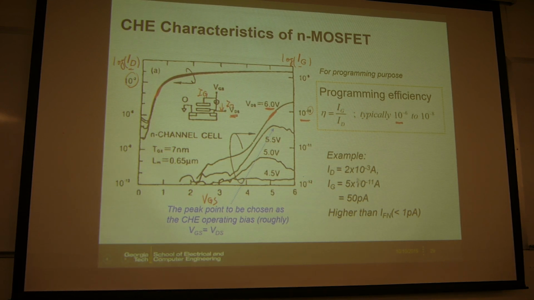So here is another example. When ID is like 2 milliamp, IG is only like 50 picoamp. So this is the ratio. So that's why the write power of the flash will actually be large. Because when you program the device, you flow a lot of current, but effectively only a small portion of those electrons is doing the real programming.